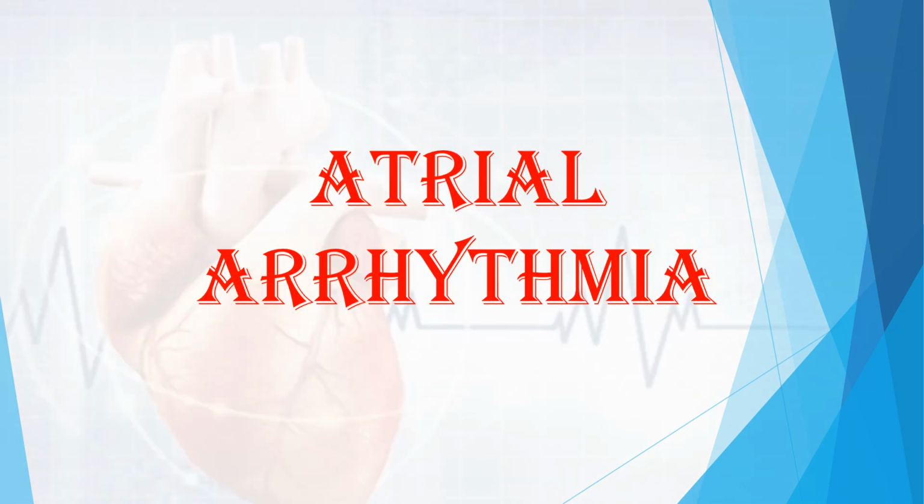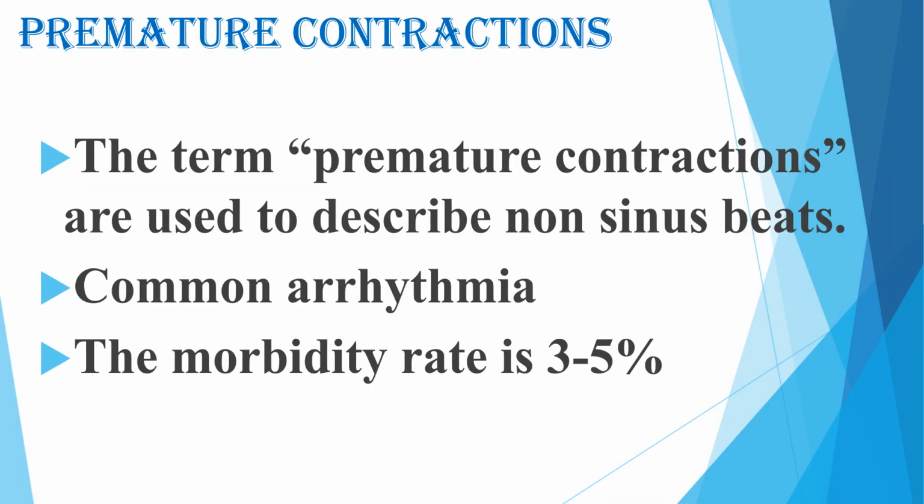The next category is the atrial arrhythmia. When there is an atrial arrhythmia, the first one is premature contraction. The term premature contractions is used to describe non-sinus beats, that is, beats that are not the normal rhythm. These are common arrhythmias and the morbidity rate is about 3 to 5%.